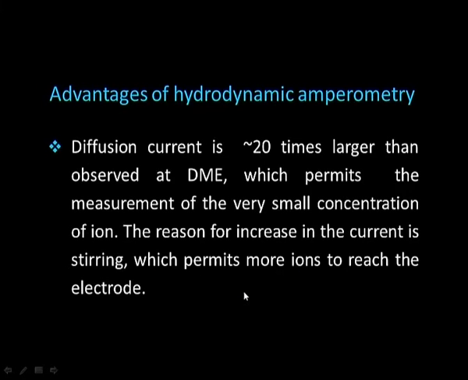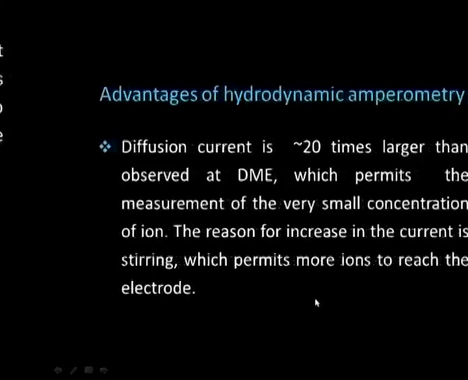Now, in this case the diffusion current is nearly 20 times larger than that observed at the DME, which permits the measurement of very small concentrations of ions. The reason for the increase in the current is stirring, which permits more ions to reach the electrode surface.